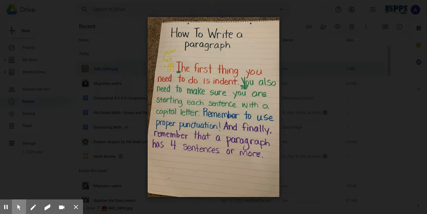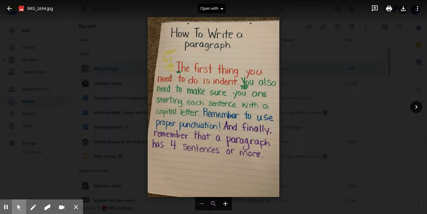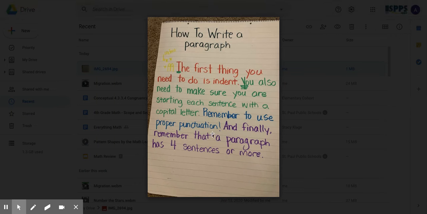It also says remember to use proper punctuation. We are going to focus on period, exclamation point, and question mark. We're not even going to get into dialogue yet, but your sentence should end with either a period or an exclamation point or a question mark. And finally, remember that a paragraph has 4 sentences or more. A paragraph is not one sentence. It is not 2 sentences. It is not 3 sentences. It is 4 or more.